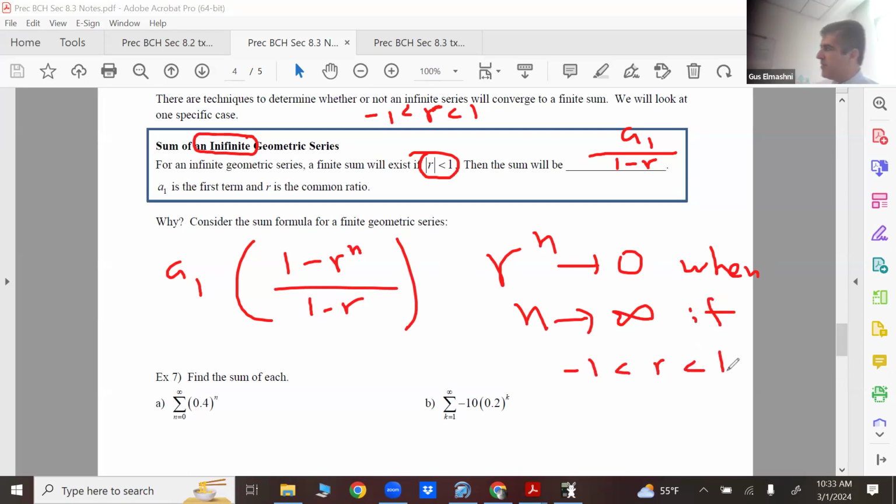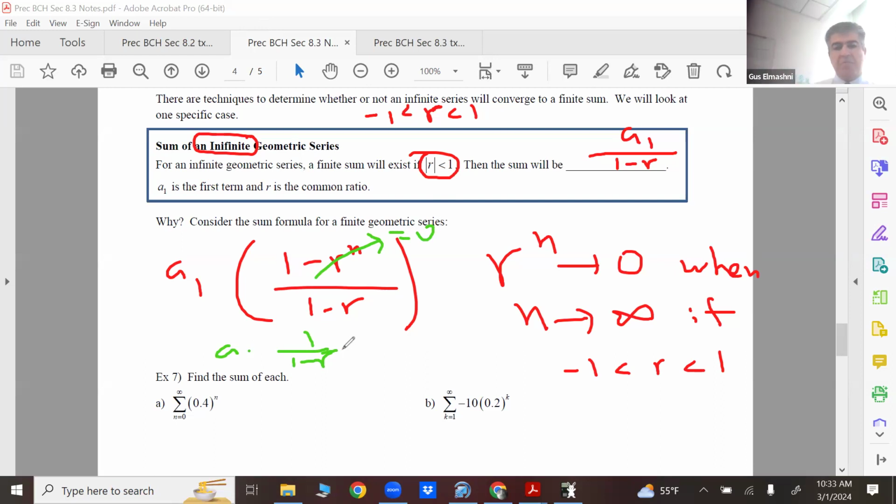That's probably the neatest I've ever written. But I'll never write this neat. But R to the N approaches 0 when N approaches infinity if R is between -1 and 1. So that just goes away. That R to the N term vanishes, leaving you with just this. So that's an infinite geometric series that converges.